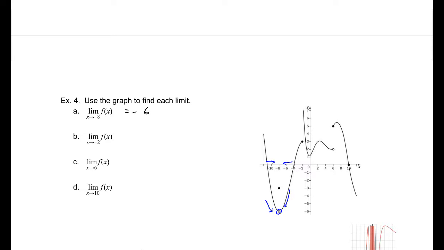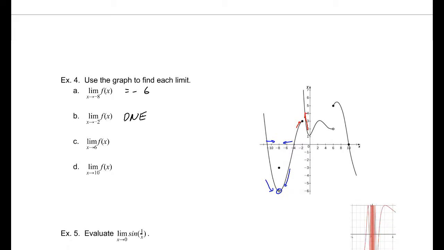As we approach -2, we are coming up to this. Okay, from one side we have that. As we come from the other, those two don't quite go to the same place. Okay, so this does not exist. DNE. We'll have a formal statement of that in a second.